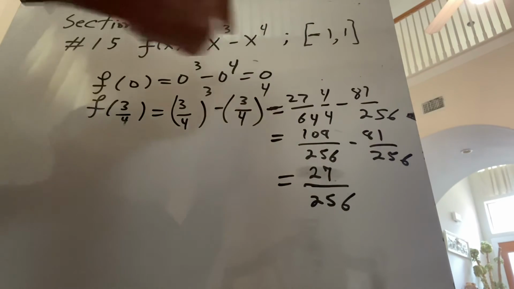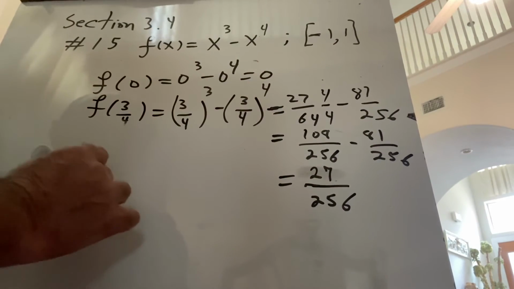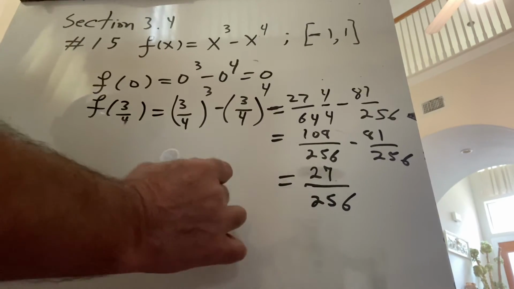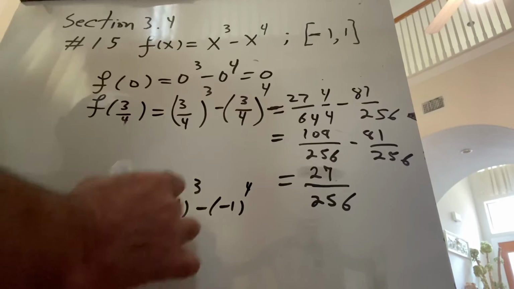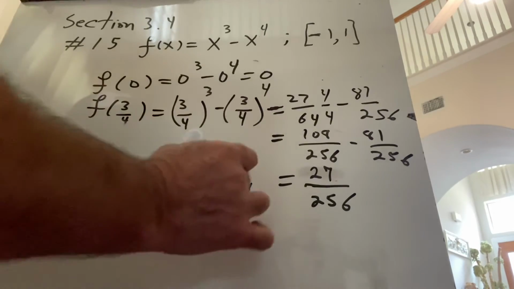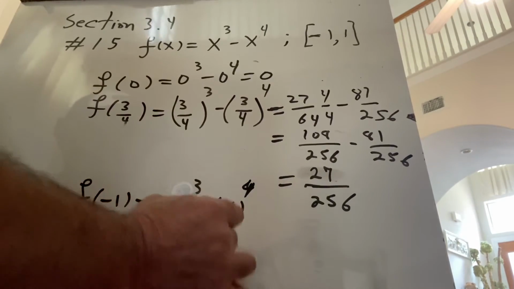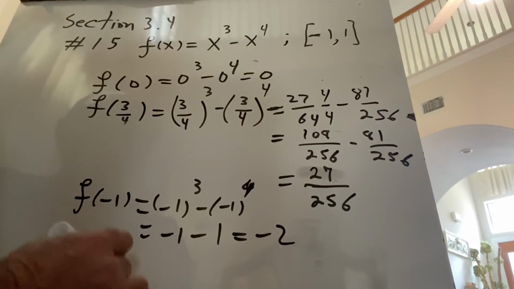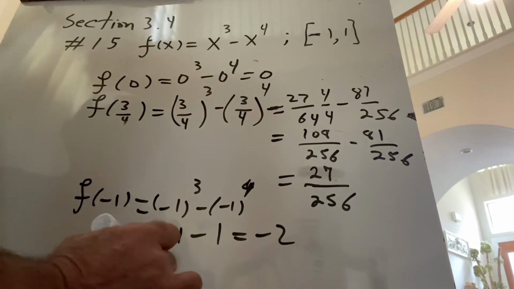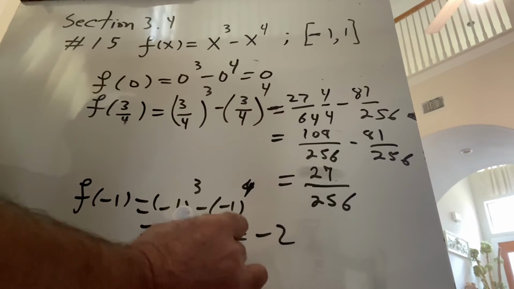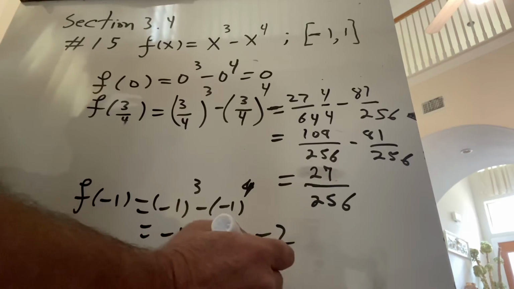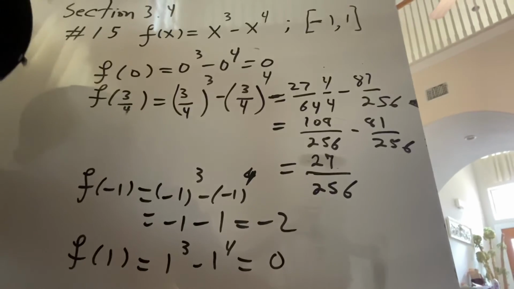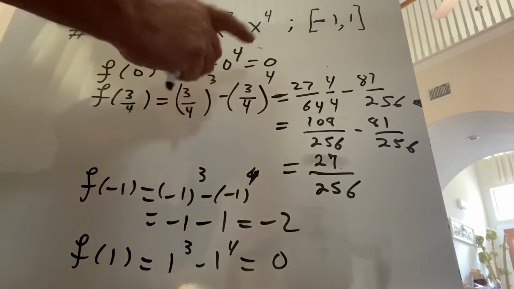Now we need to also find f of the endpoints. F of -1: as you plug in -1 in place of x, -1 cubed remains -1, -1 to the 4th becomes +1, and -1 minus 1 becomes -2. And finally, f of 1. Going back to the original function, that's 1 cubed minus 1 to the 4th. 1 cubed is 1, 1 to the 4th is also 1. So that becomes 0.